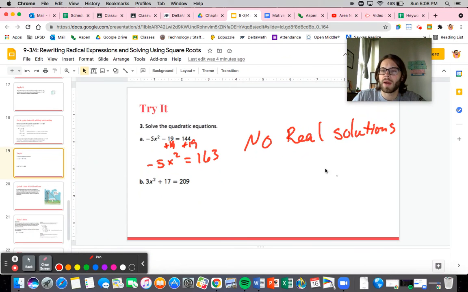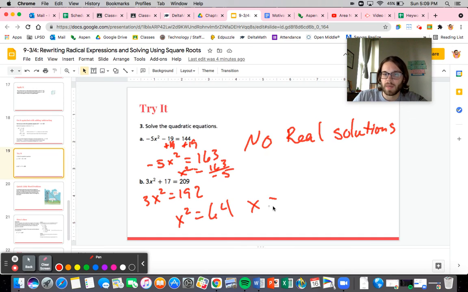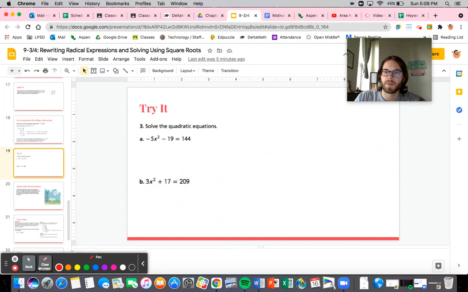Yay. So how do I know that? Well, x squared is equal to 163 over negative 5. I have a negative that is left, so I'm not going to be able to take the square root of that. Something like this, let's subtract that. We get 3x squared equals 192. 192 divided by 3 is 64. So x is going to be equal to plus or minus 8. All right, simple enough.